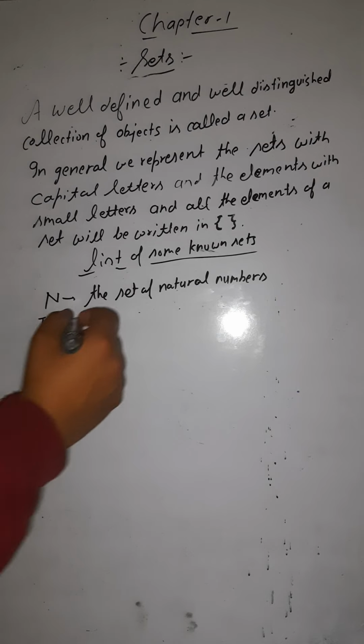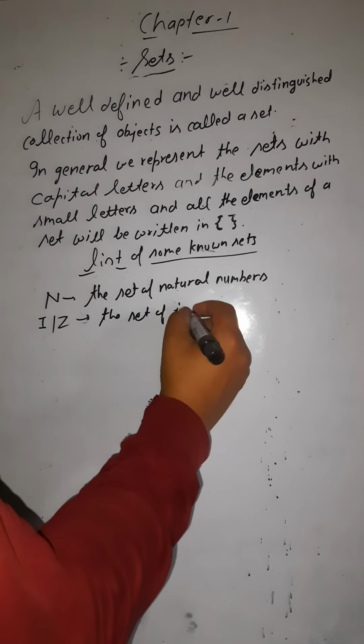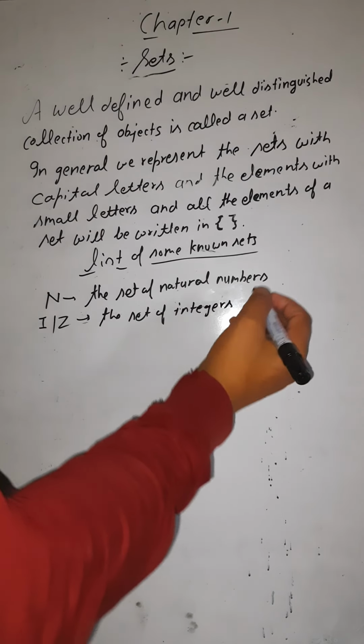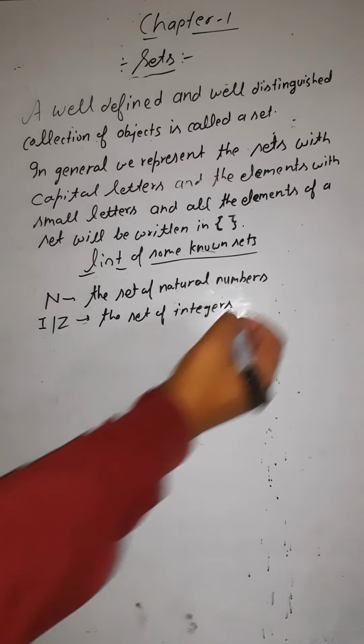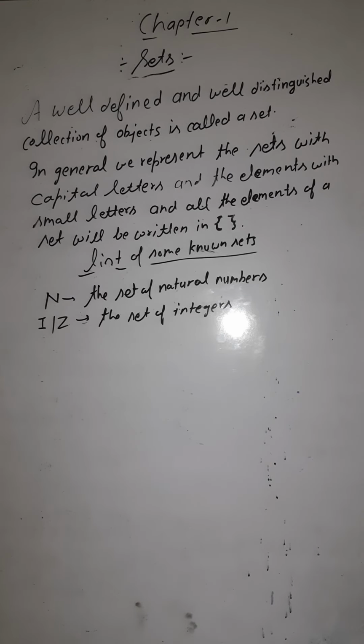So it is the set of integers. Integers means positive and negative ones, like -1, -2, -3, etc., 0, 1, 2, 3, etc. So these are the integers. The set of integers is denoted by capital I or Z. That you have to know.